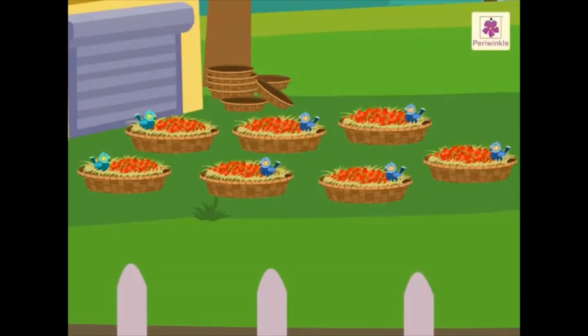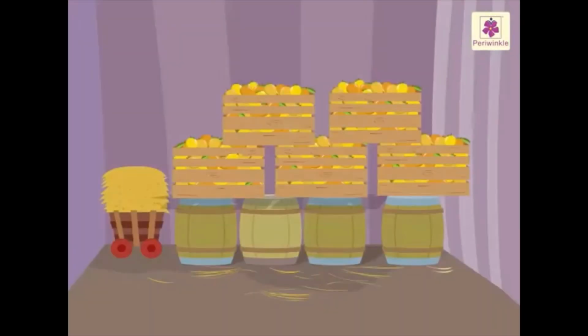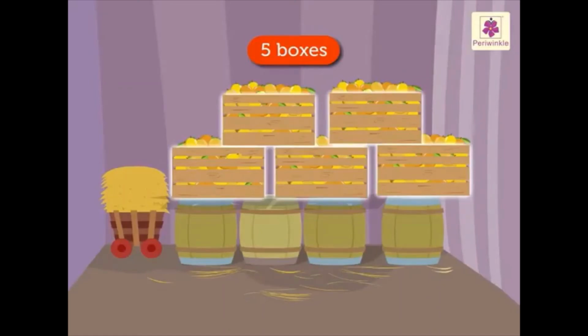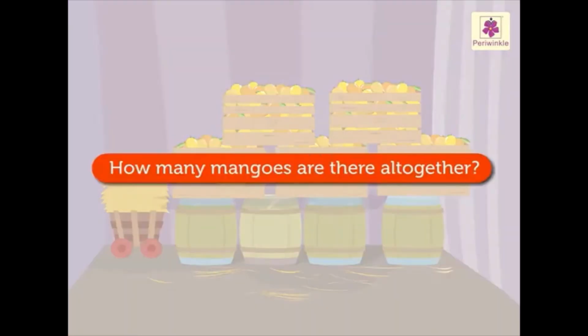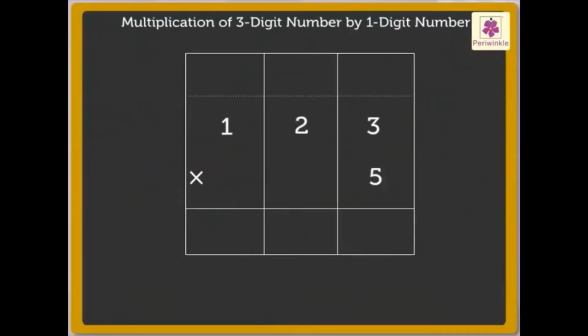Friends, presenting the king of all fruits. Yes, you have guessed it right. Mangoes. There are 5 boxes of mangoes. Each box contains 123 mangoes. How many mangoes are there altogether? Here we have to multiply 123 by 5 to get the answer.